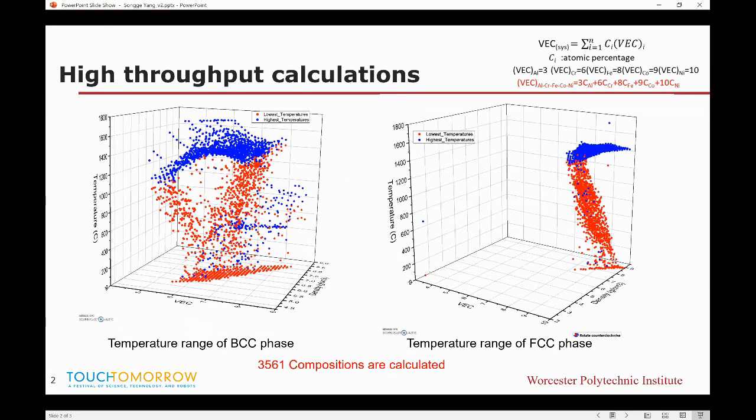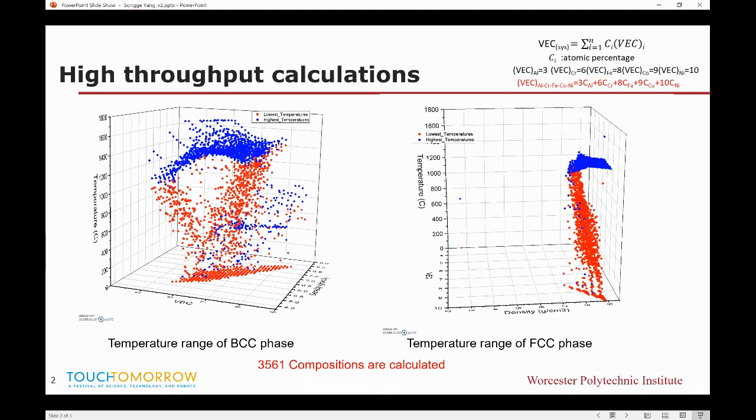One challenge for the investigation of high-entropy alloys is the cost. Typically high-entropy alloys have more than 5 components, which means there are tons of compositions to be investigated. So it is impossible to follow the trial and error approach in doing the experiment. However, with the computational approach, we can quickly investigate all of these compositions based on high throughput calculation.